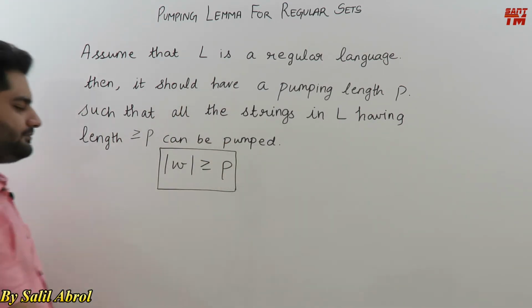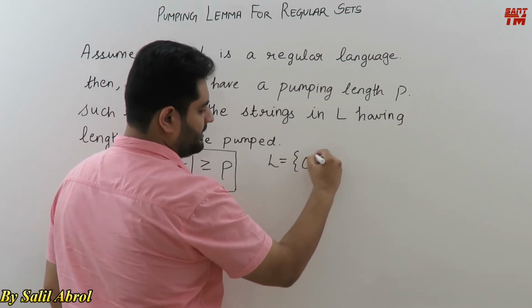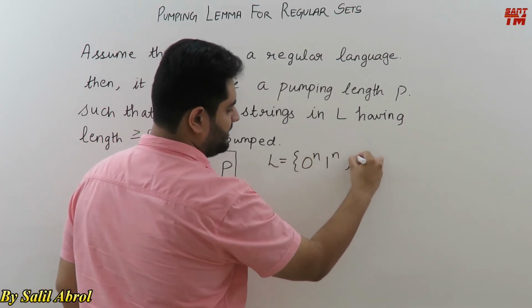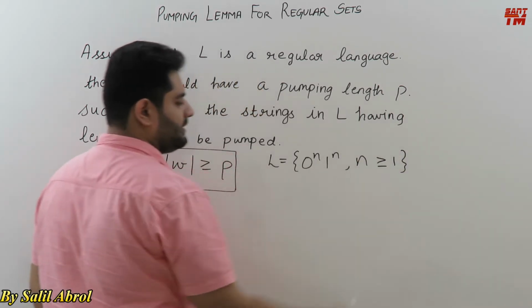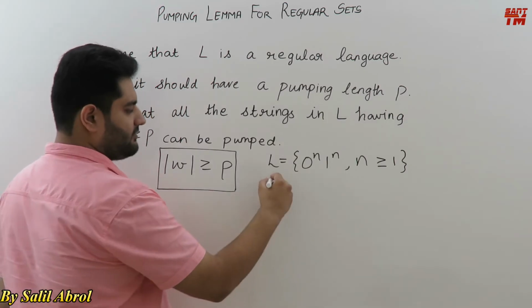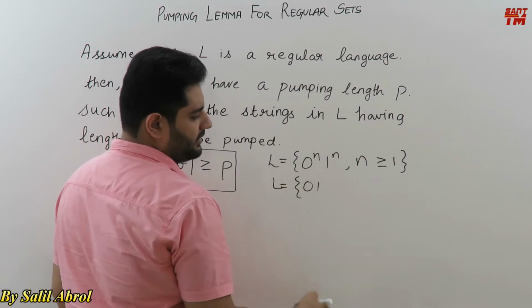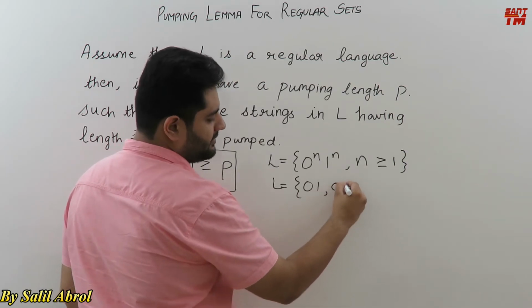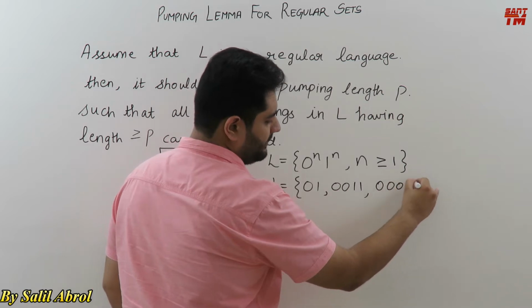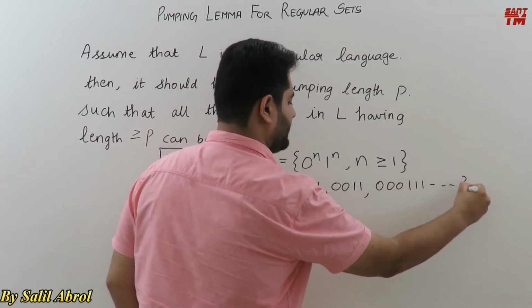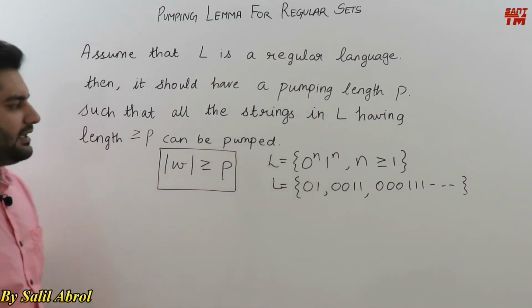Let's consider it now. Suppose L is a language of type 0^n 1^n such that n is greater than or equal to 1. Then this language can have strings like, if n is equal to 1, the string 01. If n is equal to 2, it will have 0011. If n is equal to 3, it will have the string 000111, and so on. These are the strings in this language L.